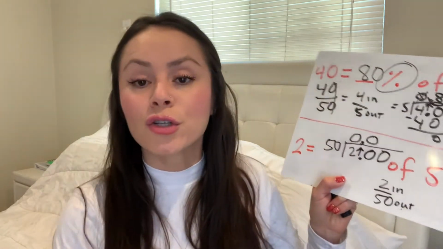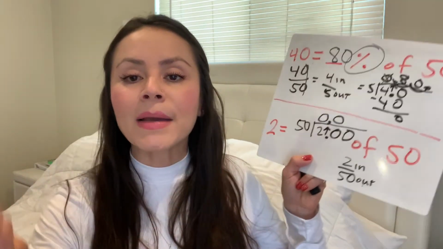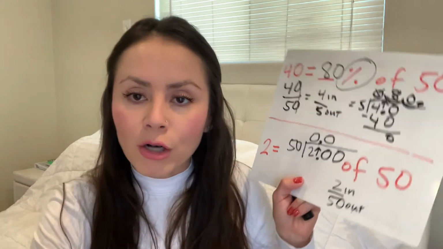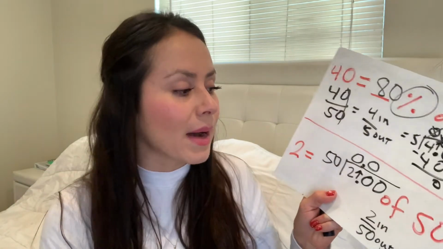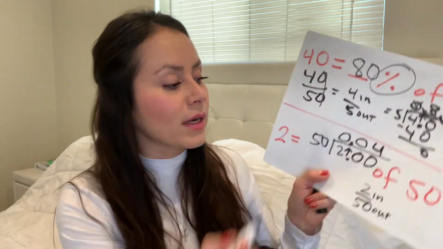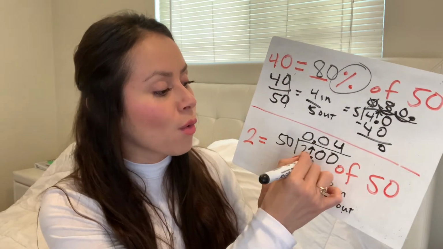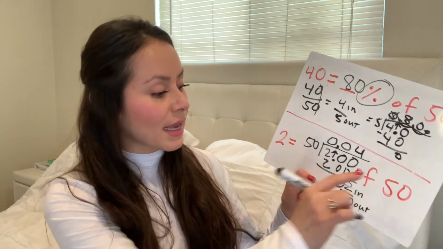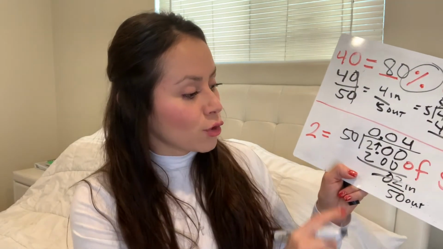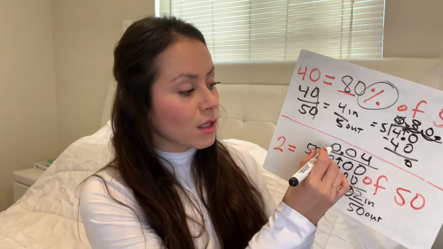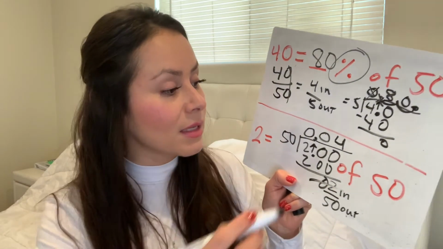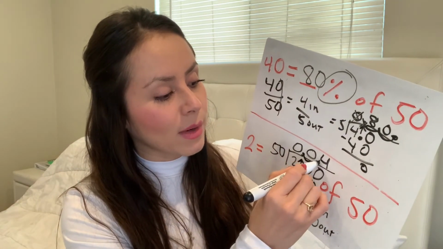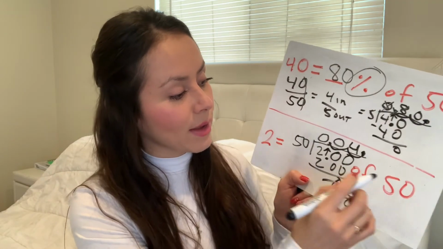So 50 goes into 200 how many times? How many $50 bills do you need to make 200 bucks? Yes, 4 of them. We need 4 because 50 times 4 will give you the 200 bucks. And that's 0. We are done. So 2 out of 50 means 0.04. We still have to change that into a percent. Move the decimal twice to the right. 1, 2. Your decimal's all the way in the back.